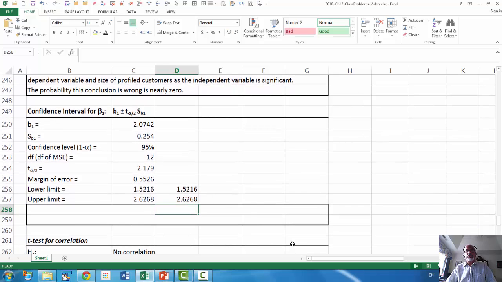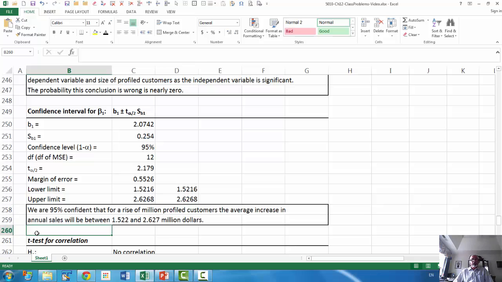So now we can do an interpretation. Interpretation for the slope coefficient. What is the slope coefficient? Slope coefficient is the amount of increase in y, and that is annual sales. How much the annual sales will go up for a unit increase in x, x being the profiled population size of the customer, the profiled number of customers.